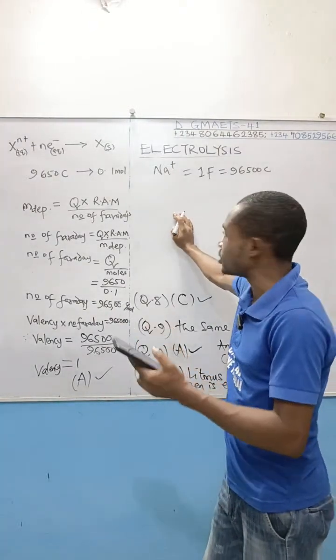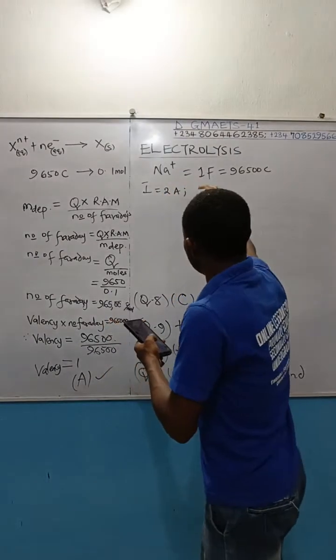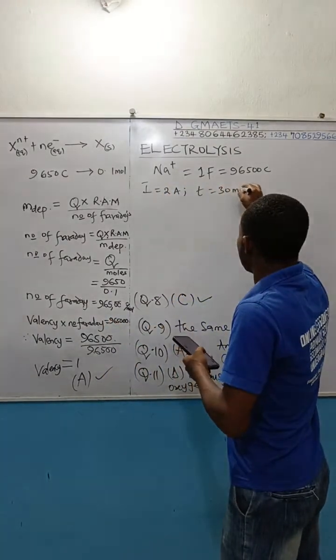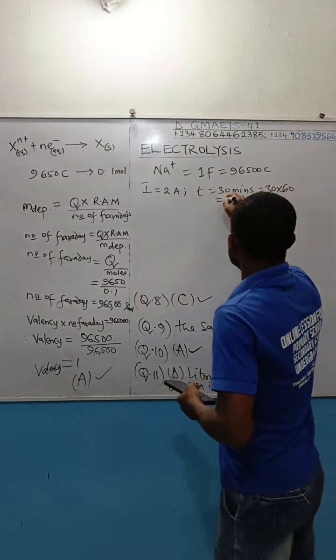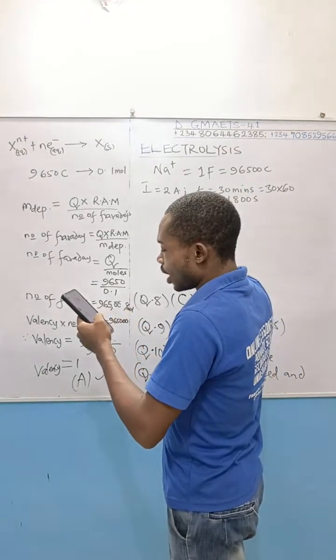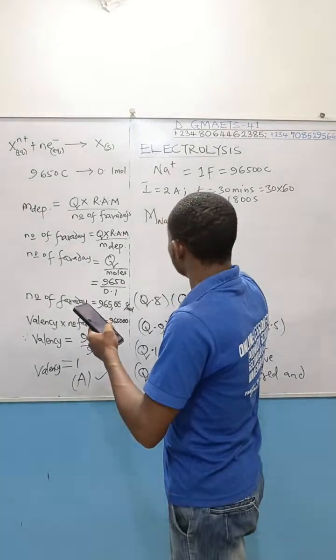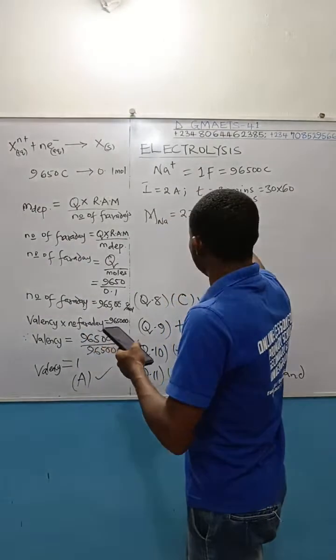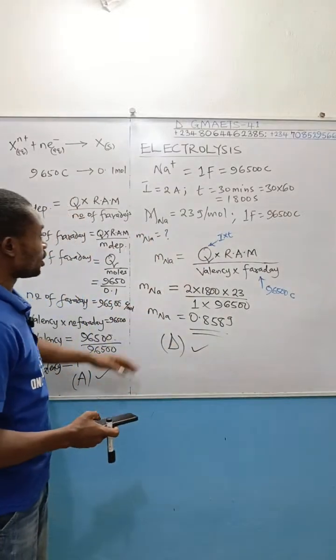They gave us current. Let me bring out the data. Given current is 2 ampere. Time is 30 minutes. Convert that minutes to seconds, which is 30 times 60, giving us 1,800 seconds. And then they gave us the molar mass of sodium, which is equal to 23 grams per mole. So if you can say this, we are done already.